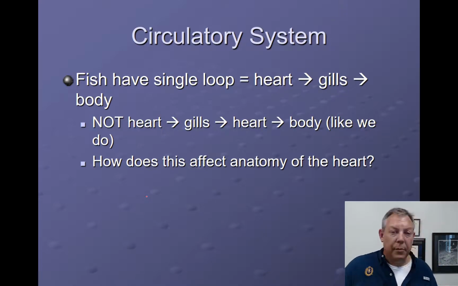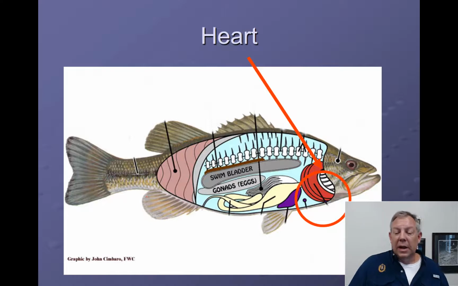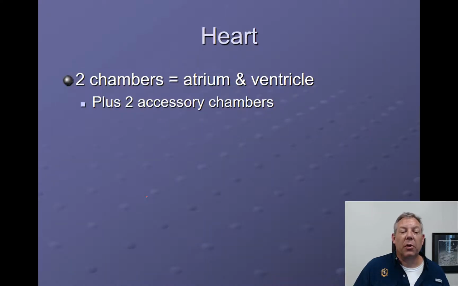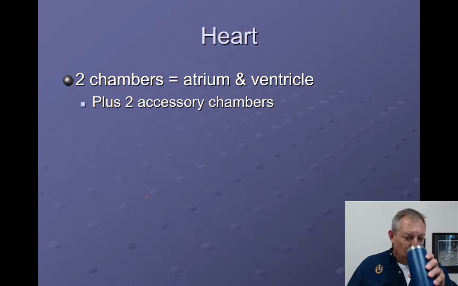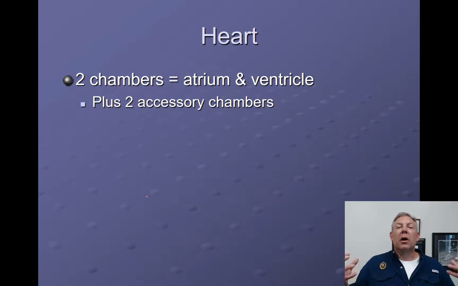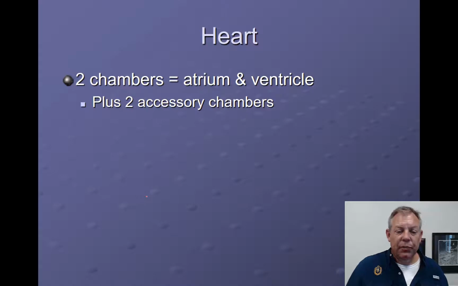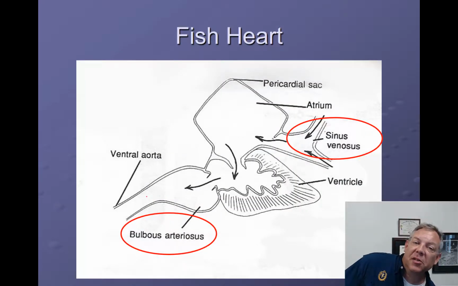Fish don't have that. Like I said, the heart is located well up underneath the throat, where the throat would be. And fish only have a two-chambered heart. They have one atrium and one ventricle. They do have a couple of accessory chambers, which are not really part of the heart, but they help the heart function. These are called the sinus venosus and the bulbus arteriosus.